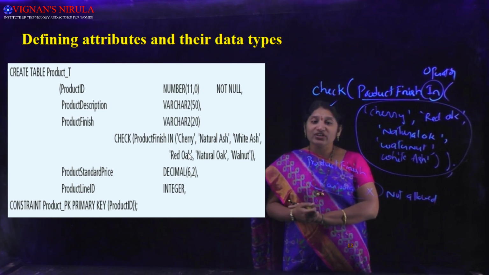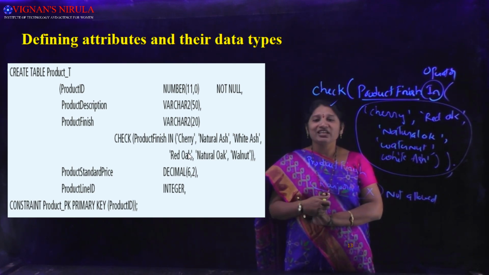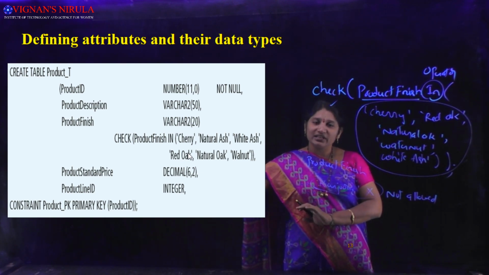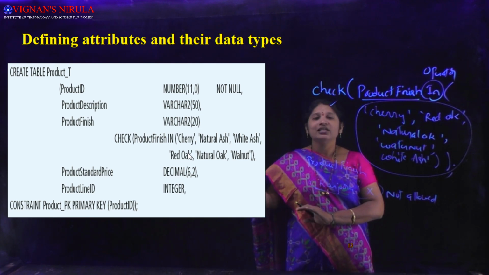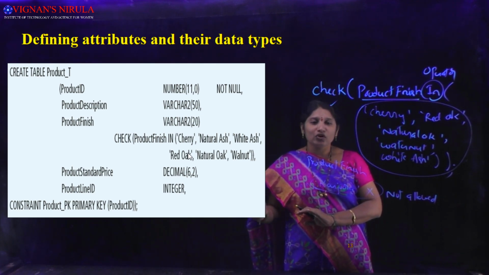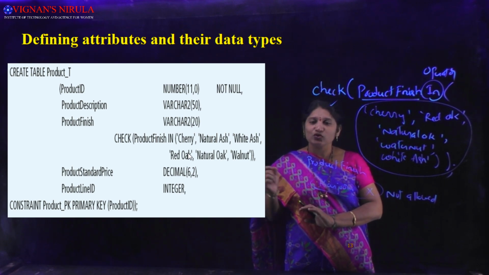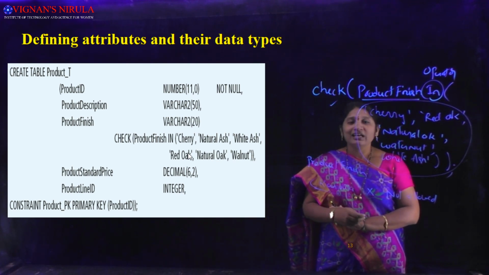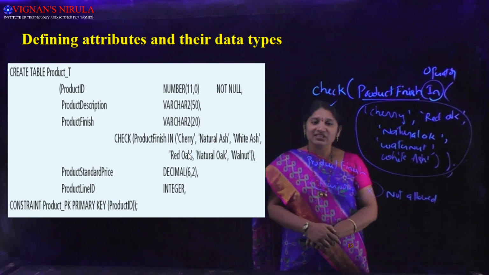At last we have defined one constraint on the table, that is the primary key constraint. What is the primary key of this table? Product ID is the primary key of this table. So we have taken the third way to define the constraint. What is the third way? As we have already learned, the constraint keyword followed by the constraint name. What is the constraint name? We have defined product underscore pk. What is the type of the constraint? Primary key. On which attribute have I defined the constraint? Product ID. So this is how we can define tables by using create table.